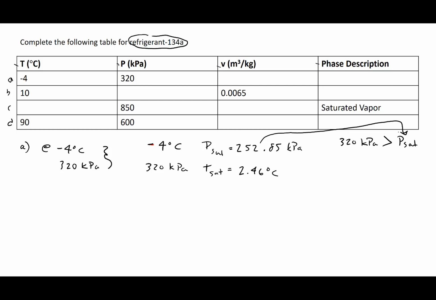Because the pressure is greater than the saturation pressure, that means that we have a compressed liquid. We could have also determined this from the temperature. The temperature given, minus 4 degrees Celsius, is less than Tsat, which is 2.46 degrees Celsius. Since the temperature is less than the saturation temperature, this would also tell us that we have a compressed liquid. So I'm going to put that we have a compressed liquid in the phase description.